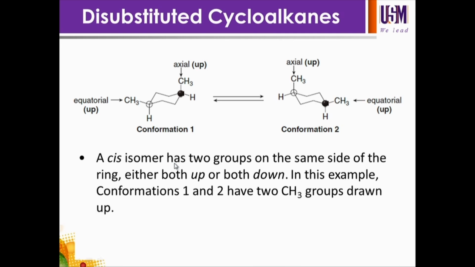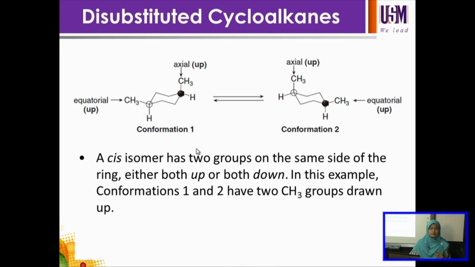A cis isomer has 2 groups on the same side of the ring. What we just discussed was the trans isomer. The method to draw the cis isomer is similar, but a cis isomer has 2 groups on the same side of the ring, so either both up or both down. In this example, conformations 1 and 2 have 2 methyl groups drawn up. Here one methyl group is up but in equatorial position, and another methyl group is also up but in axial position.